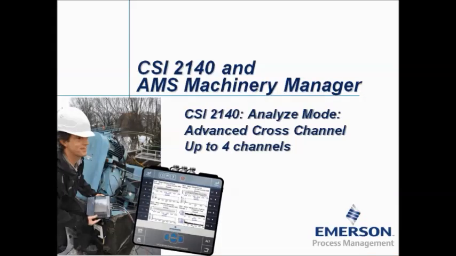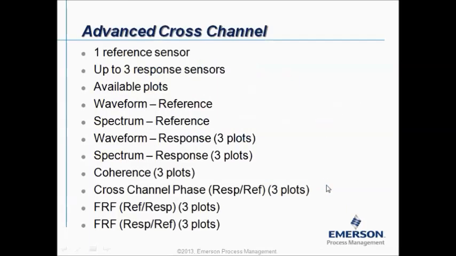In this video tutorial I will show you how to collect advanced cross-channel measurements up to 4 channels with the CSI2140 machinery health analyzer. If you collect advanced cross-channel, you normally have one reference sensor, and now you can have up to 3 response sensors, so that gives us a total of 4 sensors. The absolute minimum will of course be 2 sensors, where you have one reference and one response sensor. But for the purpose of this video tutorial we will always use one reference sensor and 3 response sensors.